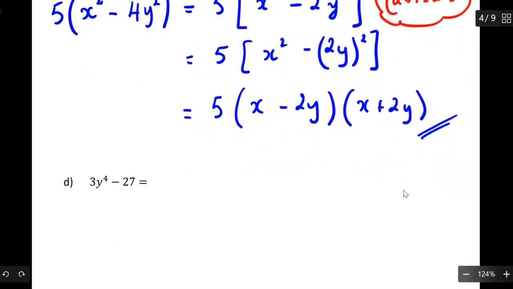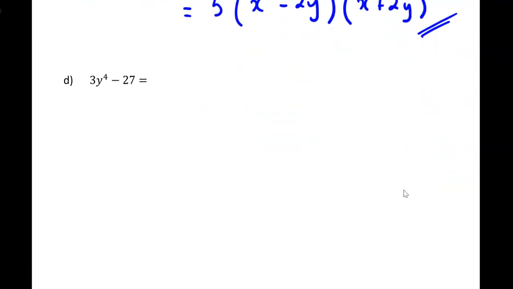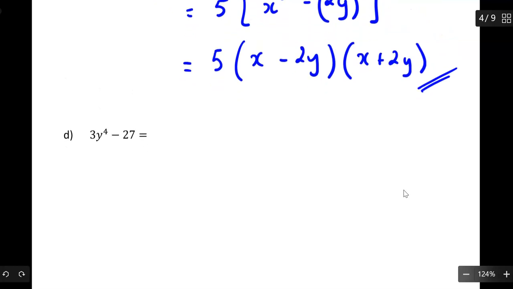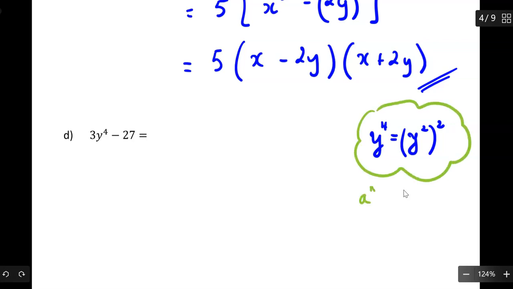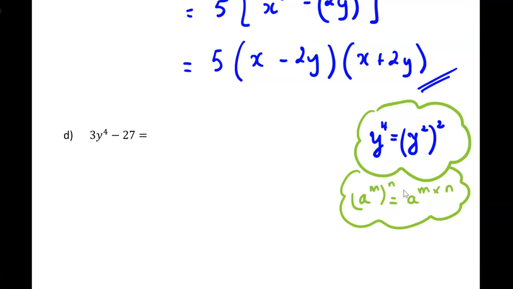So what about example D? For this example, 3 again is not a perfect square. 27 is not a perfect square, but y to the 4, you see that, is a perfect square. Because y to the exponent 4, you can pull a square out of it by writing it as y squared, all squared. I write it on the side for everyone to see. So I can raise that to the exponent 2, because I'm practicing these formulas: if I raise a power to an exponent, I multiply the two exponents.